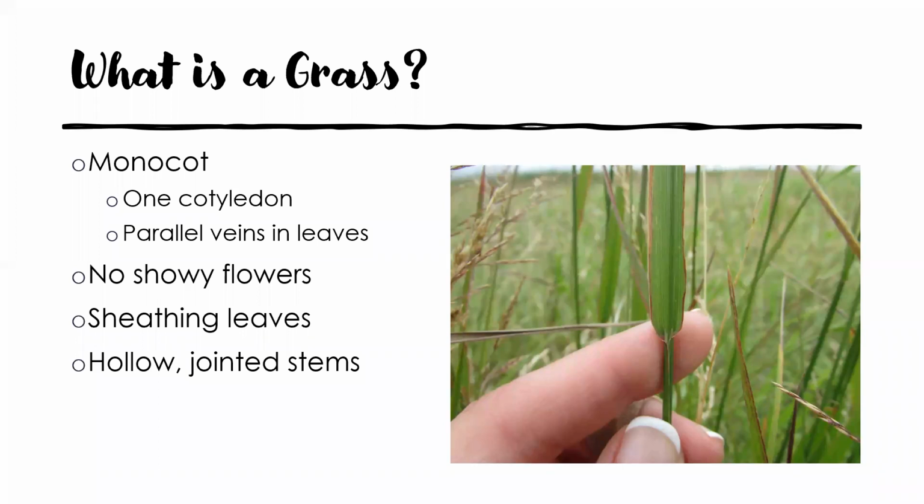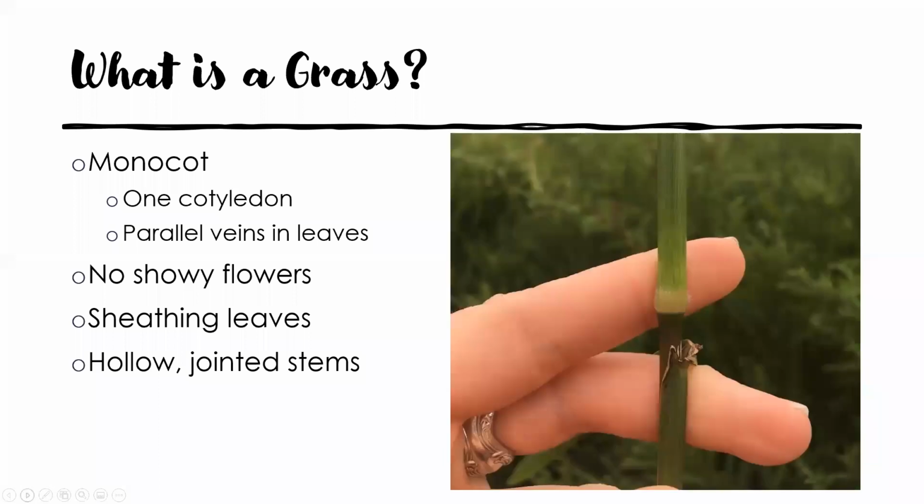Grasses also have hollow jointed stems. So if you were to cut a grass stem in half, it would be hollow. And it also has joints or nodes, okay? So you'll be able to find these swollen areas or bumps on the stem of the grass, and that is called a node, and it is another way that you can identify that you're looking at a grass.